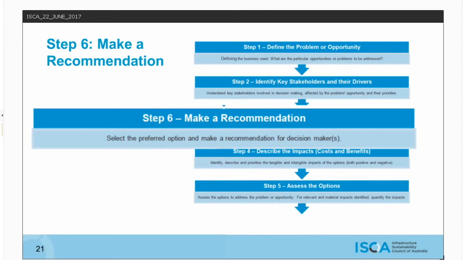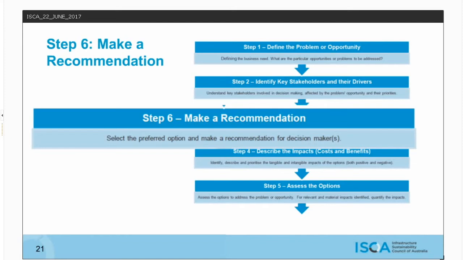The preferred option should be selected based on the outcomes of the assessment in the previous step, in which options will have been evaluated against predetermined criteria. The performance of each option against the criteria should be the primary determinant when selecting the preferred option. While the quantitative assessment may suggest that a certain option is preferred, there may be qualitative impacts which, when properly considered, suggest a different option.